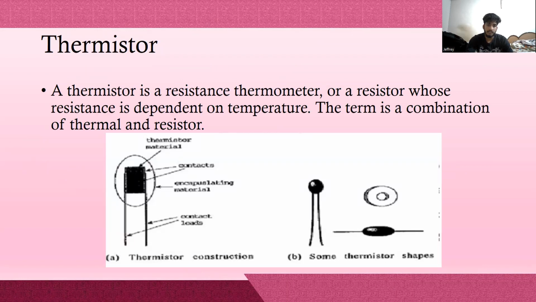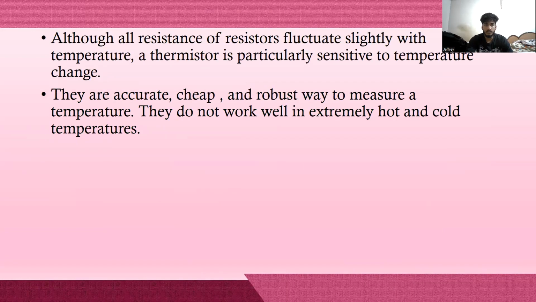Thermistor. A thermistor is a resistance thermometer or a resistor whose resistance is dependent on temperature. The term is a combination of thermal and resistor. Although all resistance of resistors fluctuate slightly with temperature, a thermistor is particularly sensitive to temperature change. They are accurate, cheap, and robust way to measure a temperature. They do not work well in extreme hot and cold temperatures.